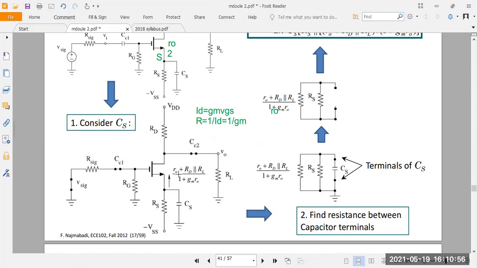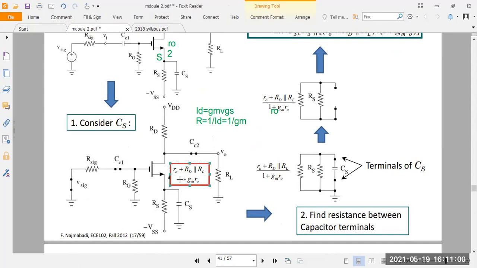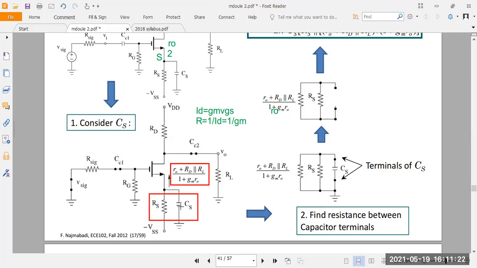So what you got here is the total resistance between drain and source. That is R0 plus RD, in parallel with the load resistance, divided by 1 plus Gm into R0. This 1 plus Gm into R0 is also a resistance; we are going to express it in current form, that's why it is written 1 divided by 1 plus Gm into R0. Same thing, this resistance should be in parallel with RS and CS.